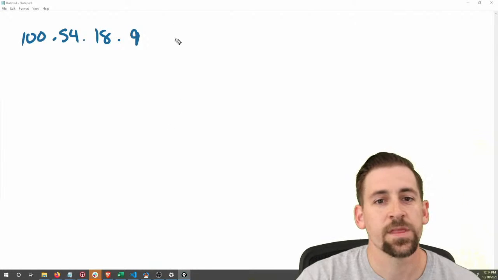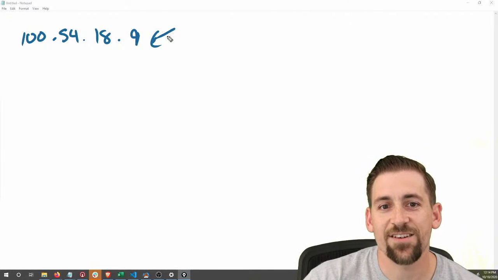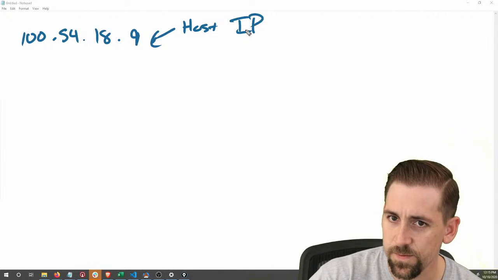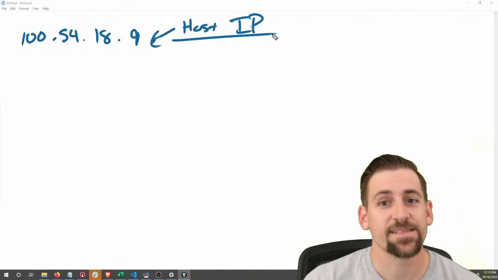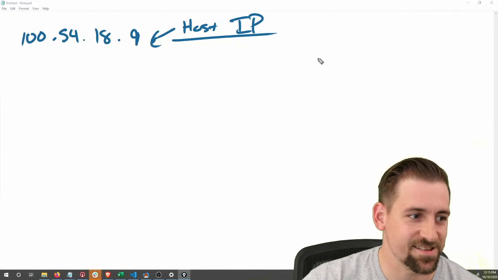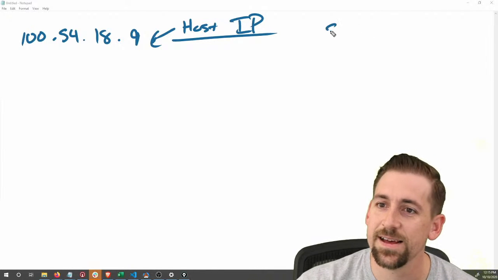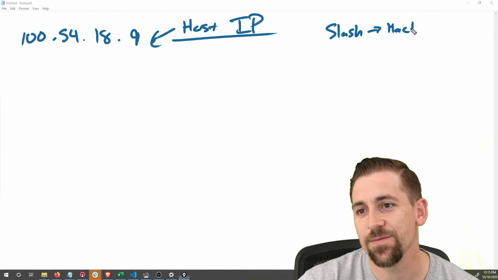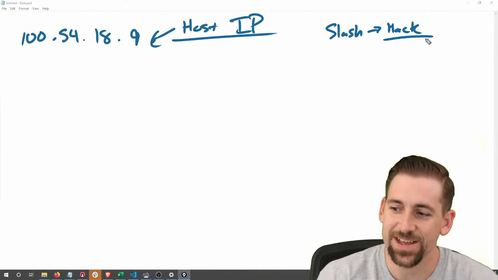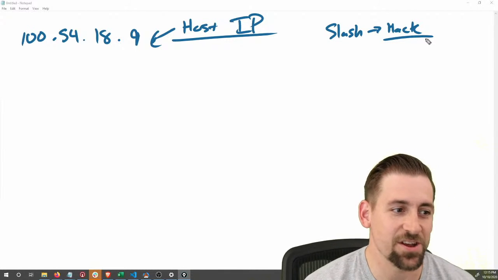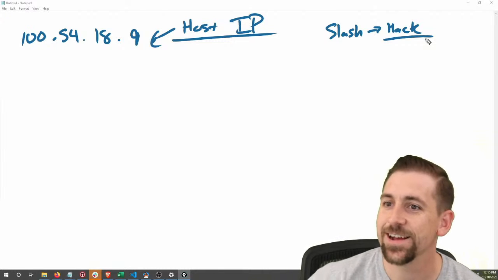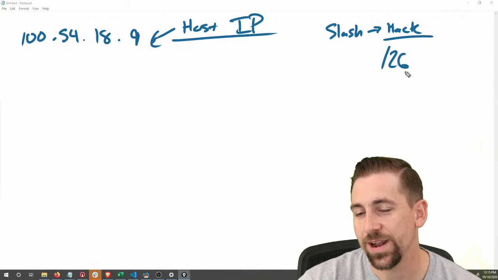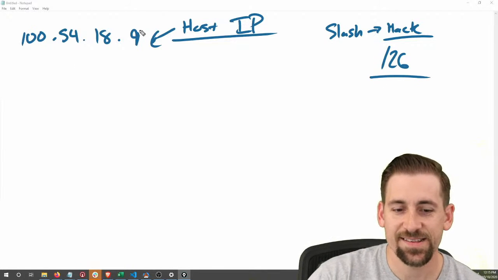100.54.18.9, right? So this is one of your standard examples: I'll give you a host IP address and a subnet mask, usually a slash notation because it's a little bit tougher to visualize that way, and a slash notation, slash or hack. You'll hear it hack all the time. A lot of military guys will use the hack notation. Some of the guys from industry will use it that way too, but you hear it all the time in military. Hack notation, right?